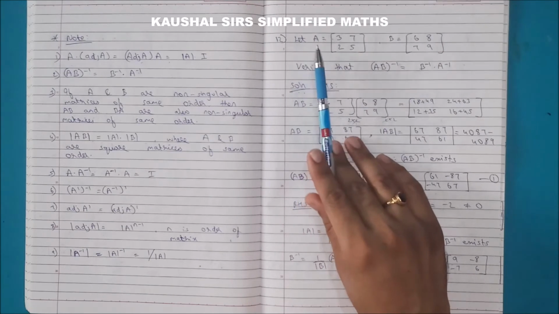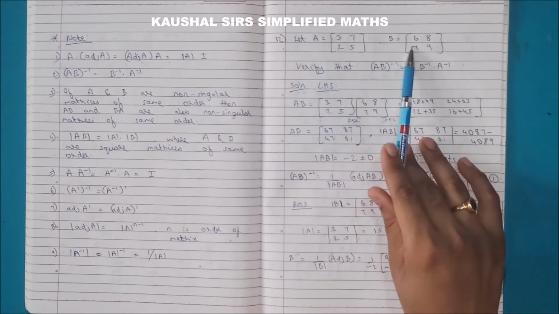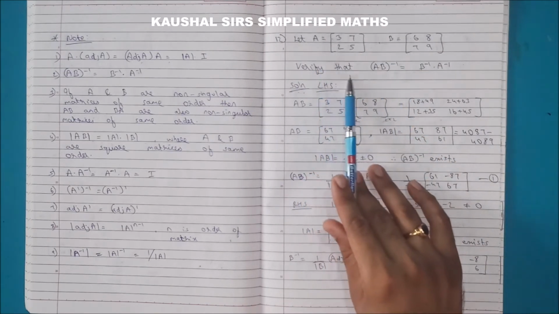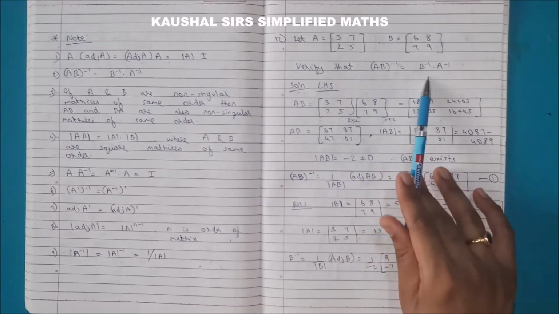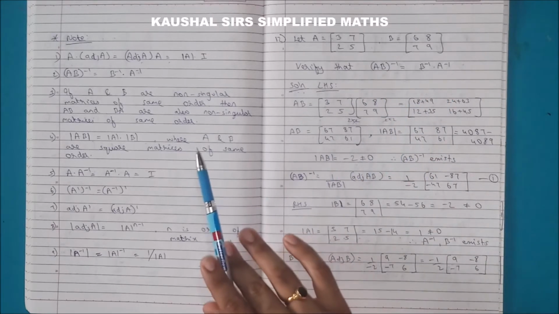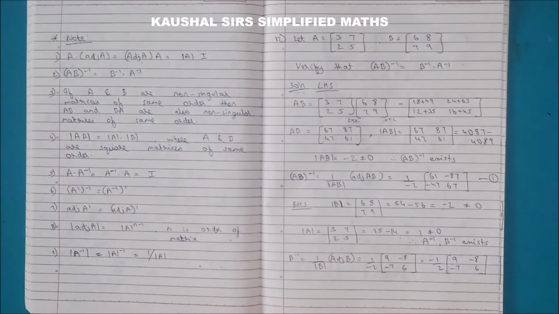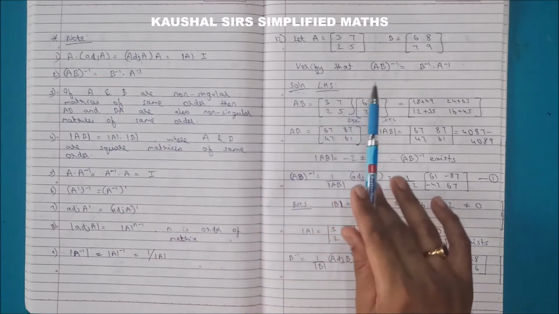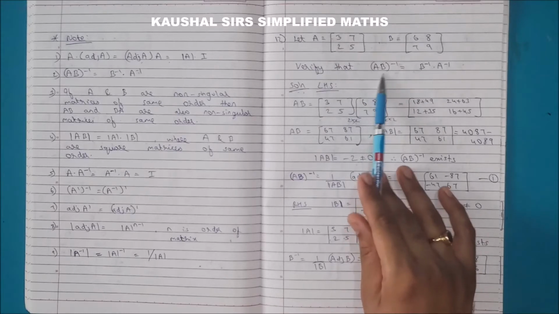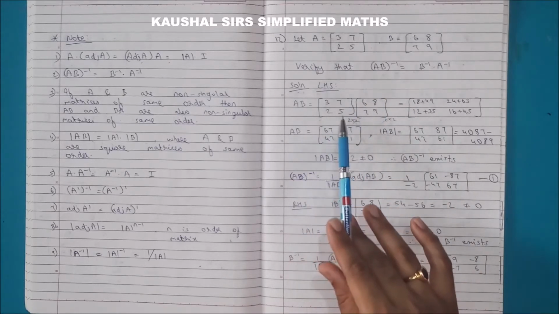Here we have been given matrix A and matrix B of the order 2 by 2. You have to verify that (AB) inverse is equal to B inverse into A inverse. देखो हमको ये प्रॉपर्टी वेरीफाई करना है, (AB) inverse is equal to B inverse into A inverse. Now students, if you focus on the left hand side, we first require AB. Okay, तो matrix AB हम लोग पहले find कर लेंगे.